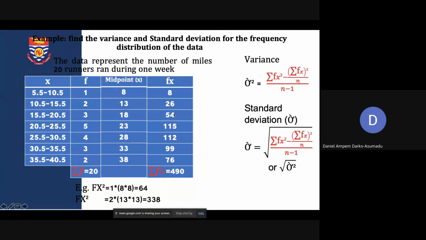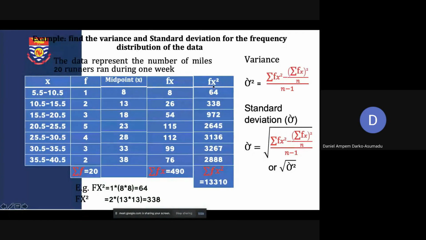Now the other side too is X squared. This one is the Fx squared. You square X: 8 squared is 64. 64 times F, which is 1, is also 64. 13 squared, times 2, gives 338. 18 times 18 times 3 gives 972. Please, can you see it? Yes, sir.